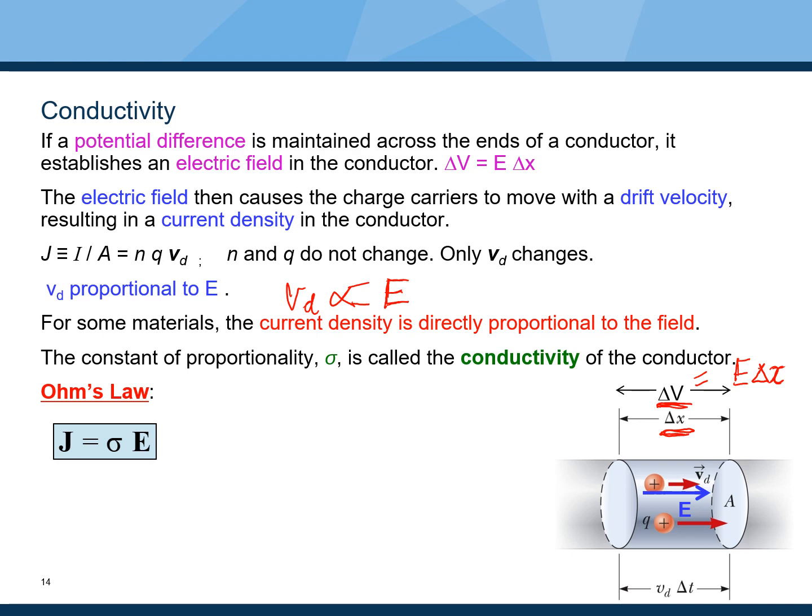This allows us to make a proportionality where we say that the current density, which does not depend on the geometry of the material, is actually proportional to the drift velocity, which in turn is proportional to the externally impressed electric field. And this gives us the proportionality constant between the current density and the externally impressed electric field, and that constant of proportionality is known as sigma, and it has the name of conductivity.